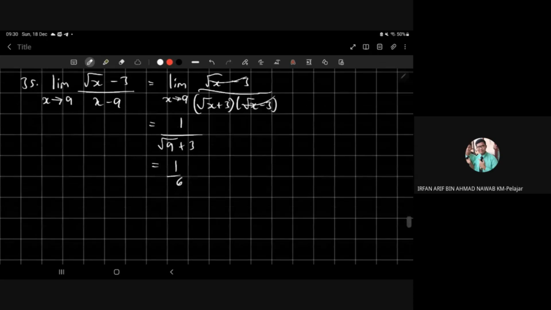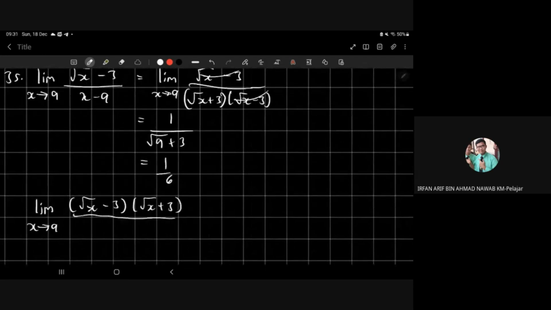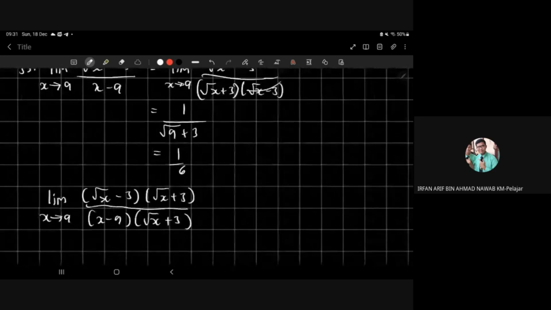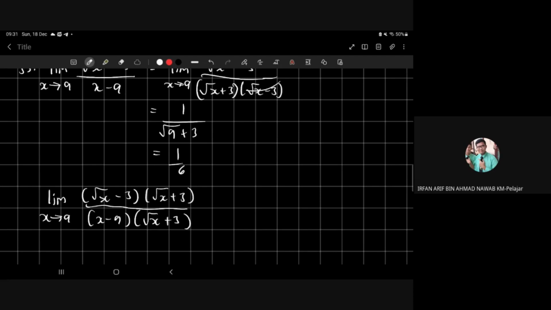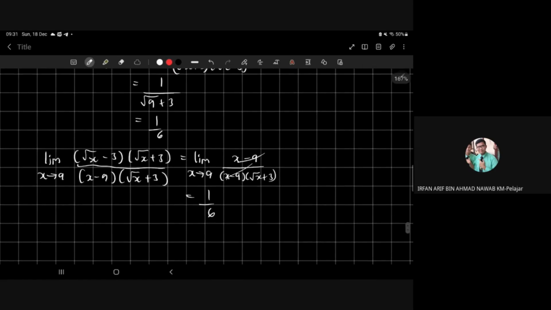Or there is another way where you compute it like this. Limit as x approaches 9, where you multiply by the denominator's conjugate. So square root of x minus 3 times square root of x plus 3, divided by x minus 9 times square root of x plus 3. And then you know that square root of x minus 3 multiplied with square root of x plus 3 gives you x minus 9, over x minus 9 multiplied with square root of x plus 3. Simplify it, you will get 1 over 6 as well. So both of these ways are acceptable. Okay, no problem.